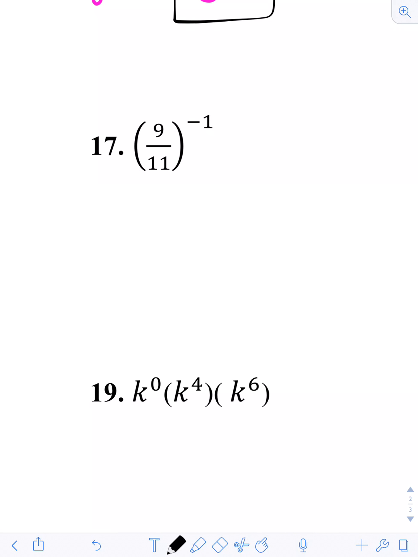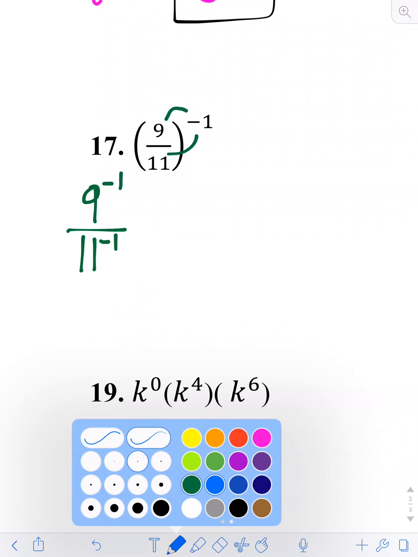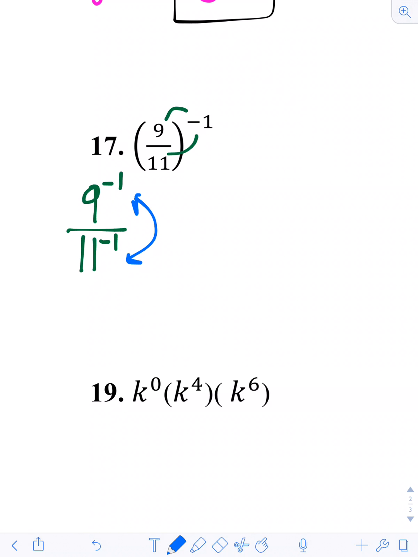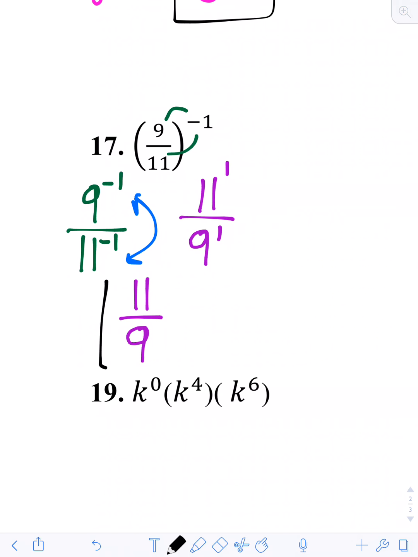Okay, same thing that we're going to do here. So I have a negative 1 to distribute to both. So we have 9 to the power negative 1, 11 to the power negative 1. To get rid of the negative exponents, we're just going to flip-flop these. So that becomes 11 to the power of 1 over 9 to the power of 1. 11 to the power of 1 is just 11. 9 to the power of 1 is just 9. You cannot reduce that, so that's your final answer.